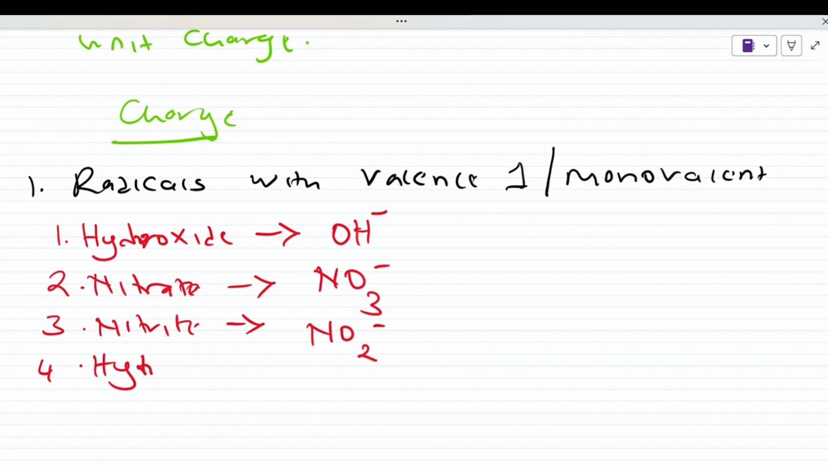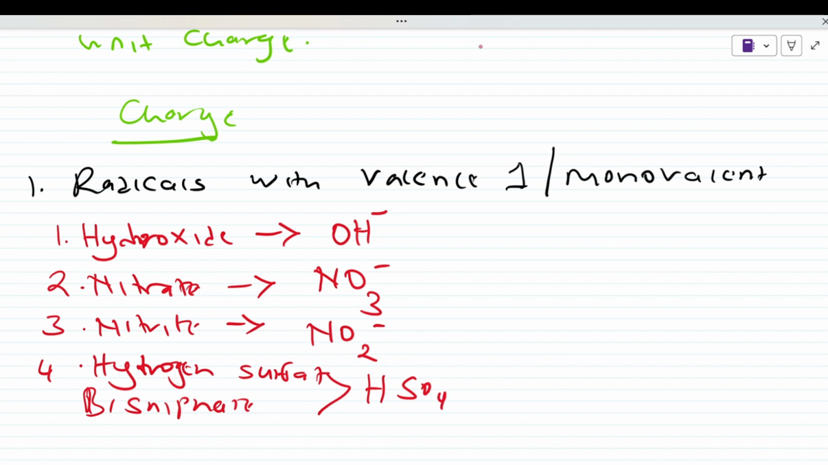And our fourth example of monovalent radicals, or radicals with valency 1, we can have hydrogen sulfate, or we can sometimes call it bisulfate. We always write it as HSO4, with the minus on top.